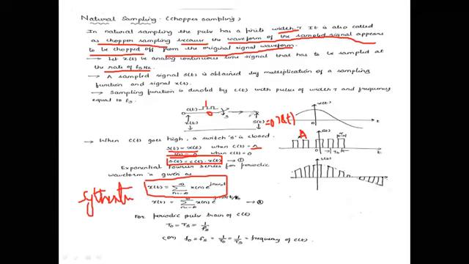Understood? That is c of t, to get the c of t values. So in this equation, the 1 by T naught, or you can call it 1 by Ts. Now the equation will be: whenever this switch is on, c of t is equal to the sum of n equal to minus infinity to infinity of c n e power j 2 pi n fs t.